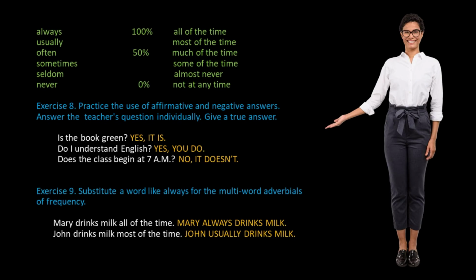Exercise 9. Substitute a word, like always, for the multi-word adverbials of frequency. For example, Mary drinks milk all of the time. Mary always drinks milk. John drinks milk most of the time. John usually drinks milk. Now, please do the following exercise. You can pause your video until you finish the exercise.